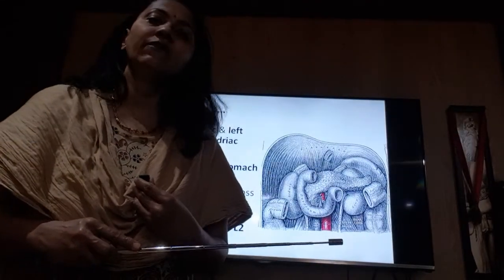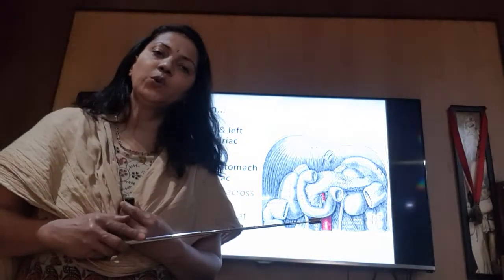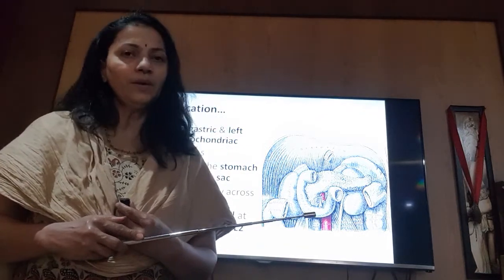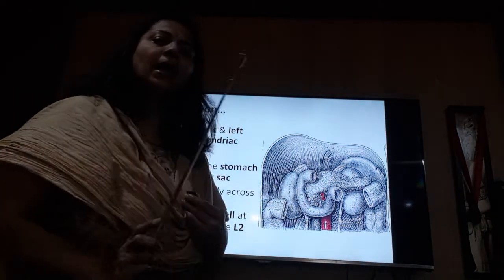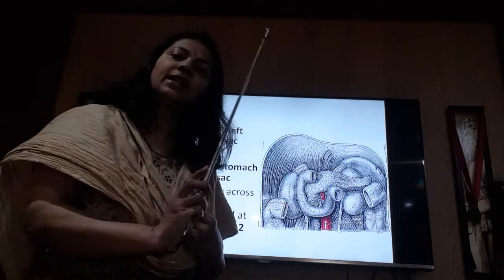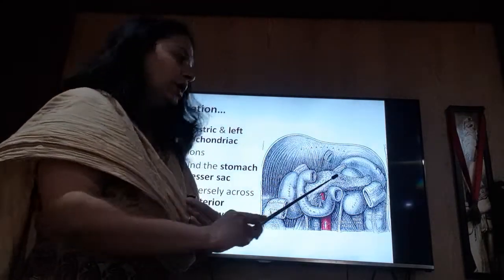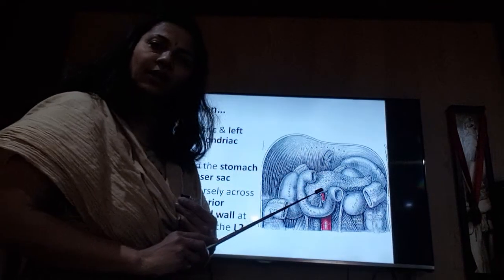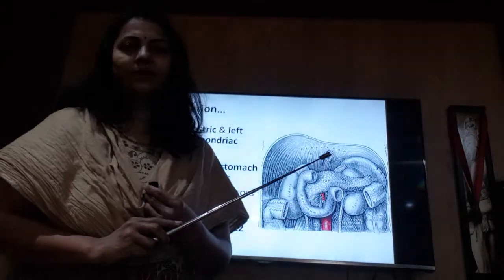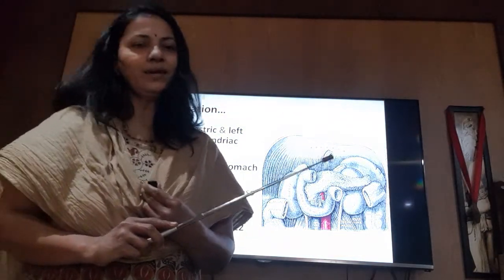So what is the level according to the vertebrae? L2, L3 vertebrae. Okay. So this is the position. Two regions it is occupying, the epigastrium and the left hypochondriac region. Then it is lying transversely at the level of L2, L3 vertebrae. This is clear?